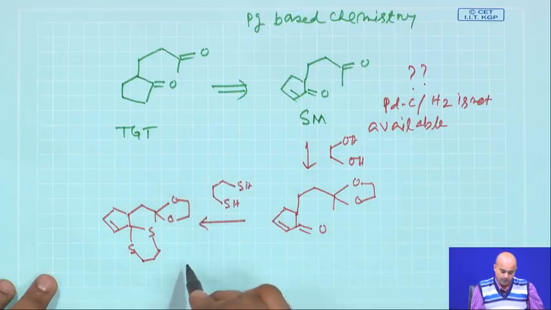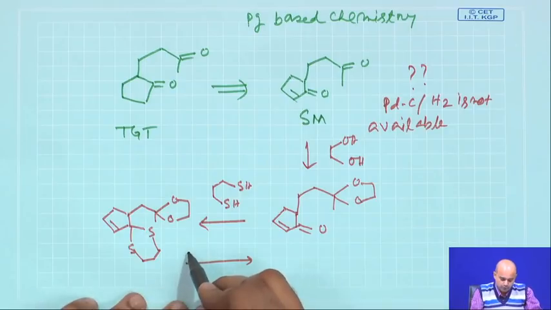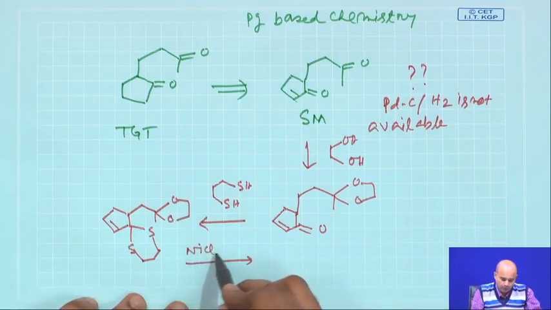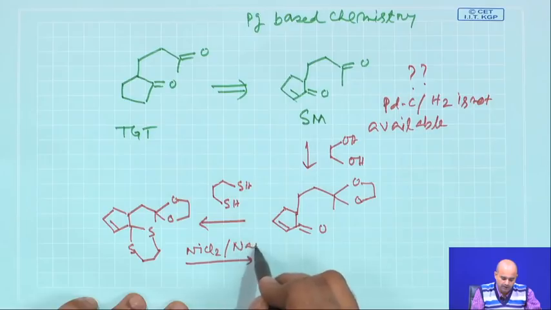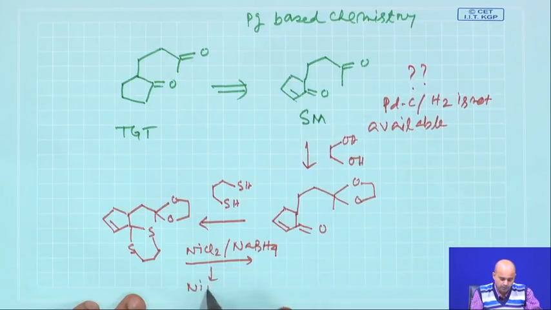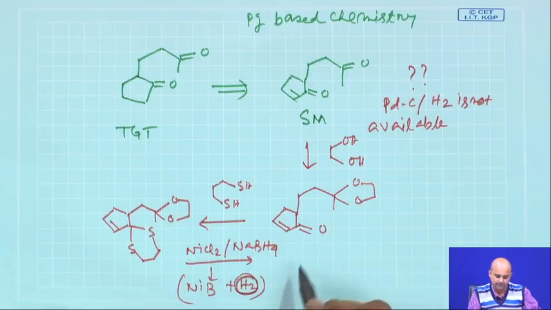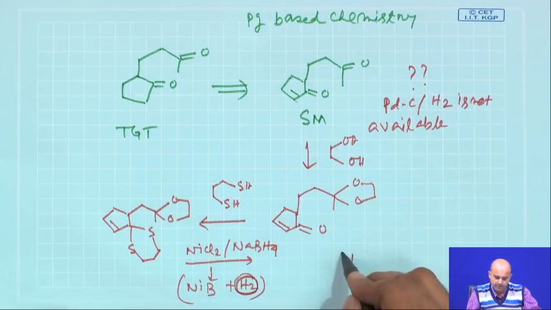Now, you have this double bond which remains free, and both the ketone groups have been protected. Now, I say that palladium charcoal is not available to you. The best way you can do this reaction is if you have nickel chloride and sodium borohydride in your lab. Nickel chloride and sodium borohydride combination basically gives you nickel boride and hydrogen gas. Nickel boride is a nice blackish nanoparticle material, and hydrogen will be evolved in this reaction from sodium borohydride, and this reaction can be carried out very nicely.